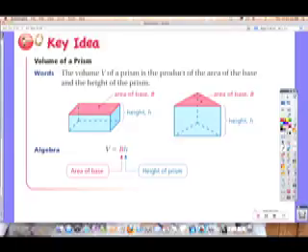Okay, here's this one. What's this shape called? Rectangle base. All right, this one is a triangular prism.